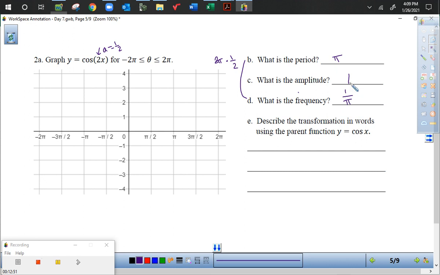From here, we can go ahead and write a sentence. Again, we're going to start with the graph of the parent function, y equals cosine x, always say has been. And then we're going to talk about what happened with our a and b values. So left and right on a graph, because we're inside with x, so has been horizontally.